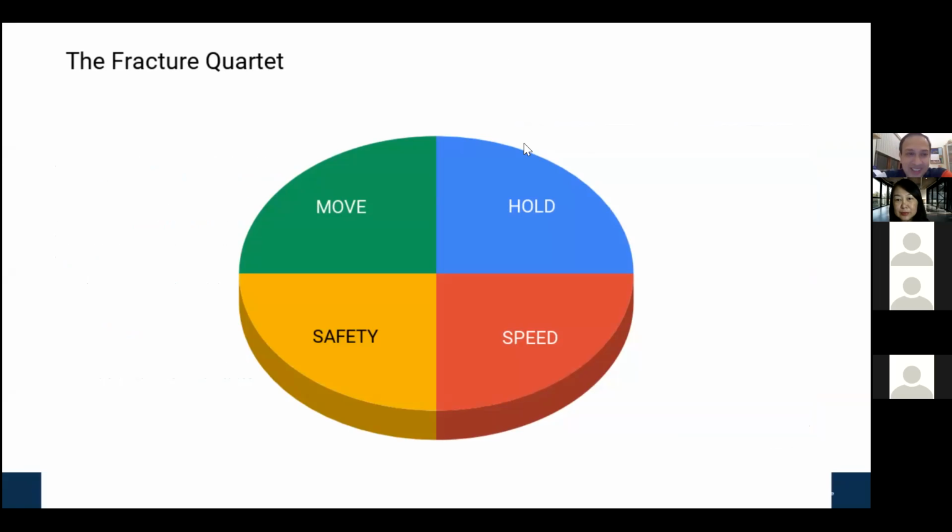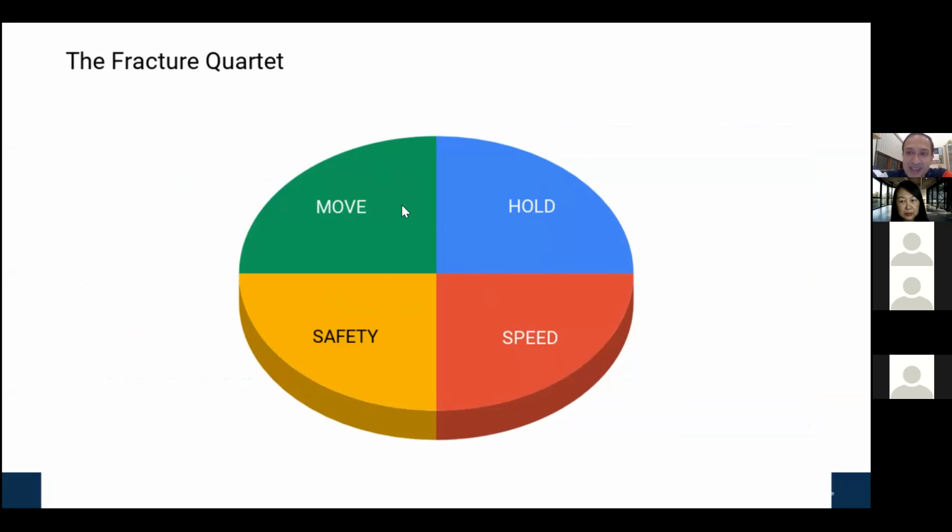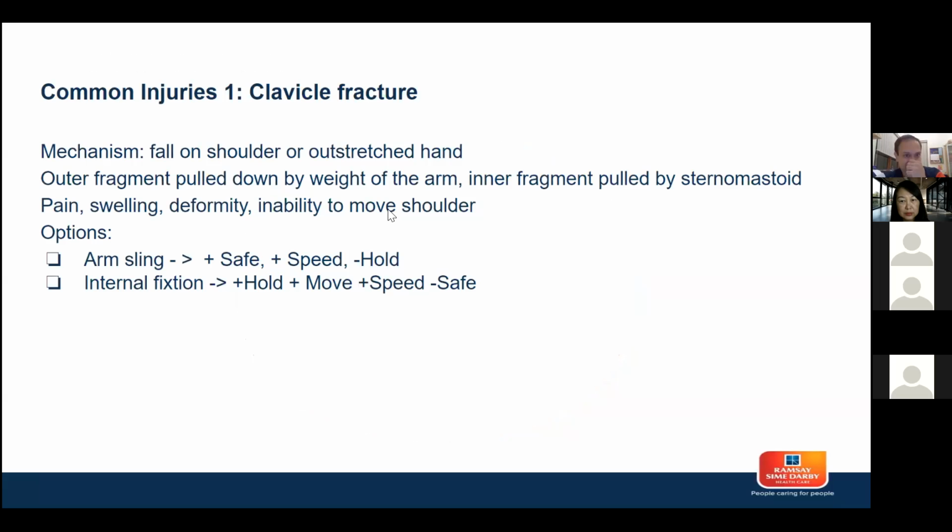Okay, so we're back to this fracture quartet, what it means by move, hold, safety, and speed. This is how you treat a fracture and how they play a part in it. I'll come back to that in a minute again. So these are common injuries that we see.